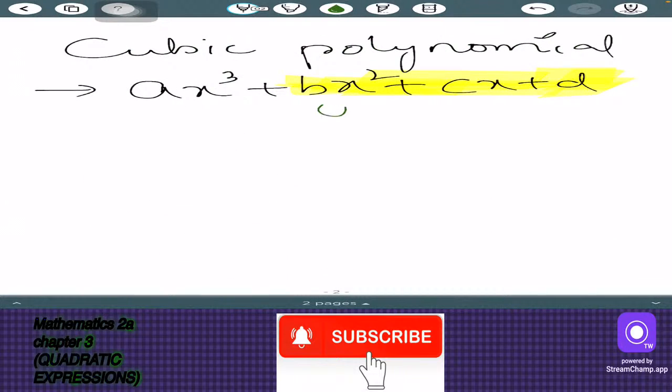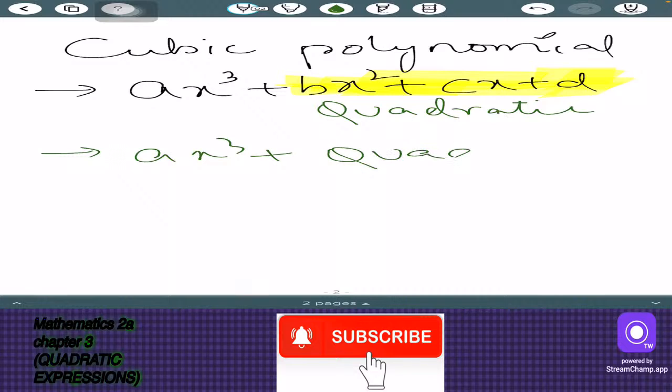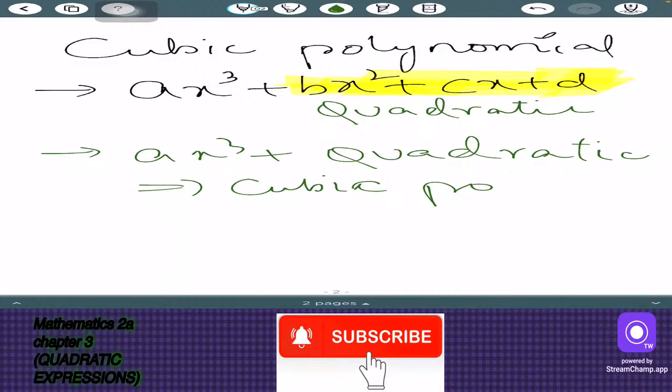Quadratic, it means if I add ax cube plus quadratic, it gives you cubic polynomial. Right? Isn't it?